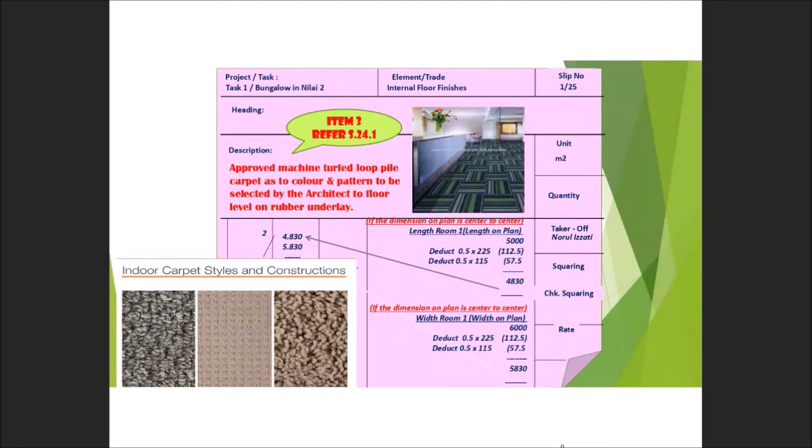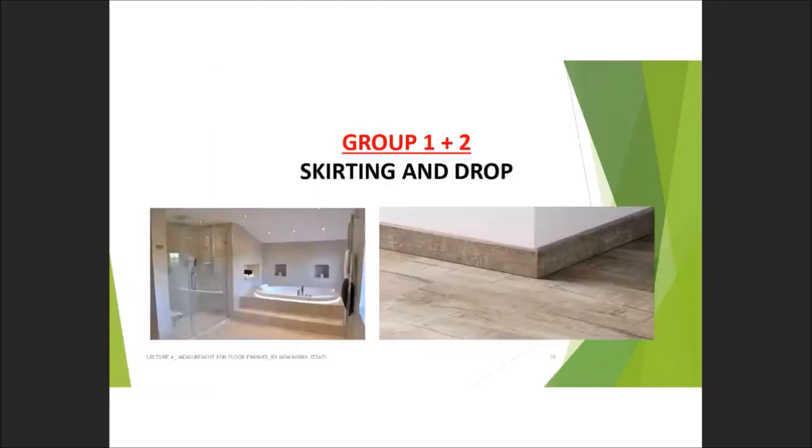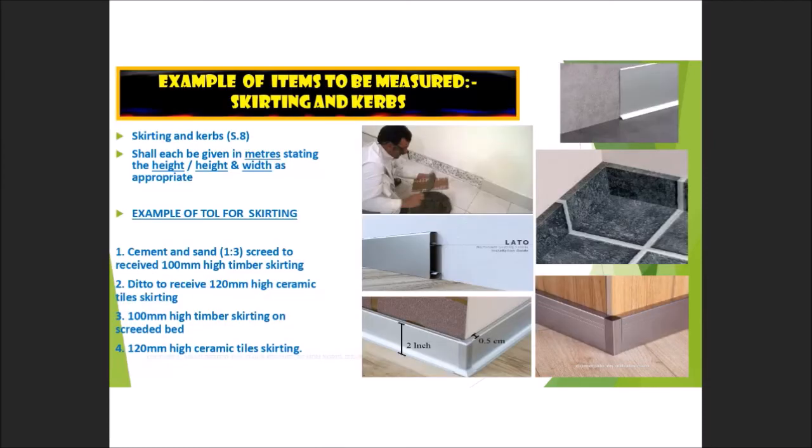So the last two parts for the floor finishes, we have skirting and the drop. Okay, this is the example for the skirting, and the drop is normally applicable when you want to go to the toilet or maybe inside in between the living area you would like to go to the kitchen, for example, or dining area to the kitchen, they have the drop. So that is where you have to measure separately.